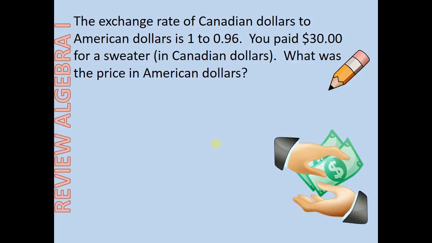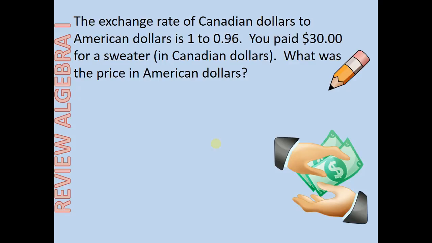One of the real important reasons why we need proportions is they really come up a lot when you're doing, let's say, baking, or especially if you ever travel and you have to do an exchange rate with money, like the euro or any of that. So I know the Canadian dollar to American dollar is $1 to 0.96. What that means is 1 Canadian dollar is worth 96 cents American. Now, I'm going to pay $30 for a sweater in Canadian dollars. What is the price in American?